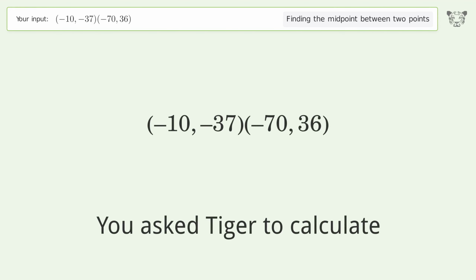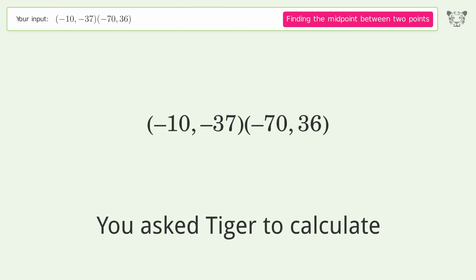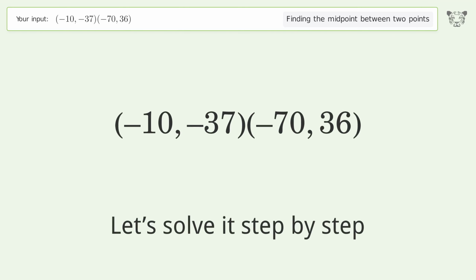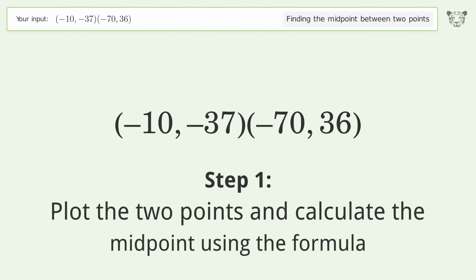You ask Tiger to calculate. This deals with finding the midpoint between 2 points. The midpoint between the 2 points is -40, -0.5. Let's solve it step by step. Plot the 2 points and calculate the midpoint using the formula.